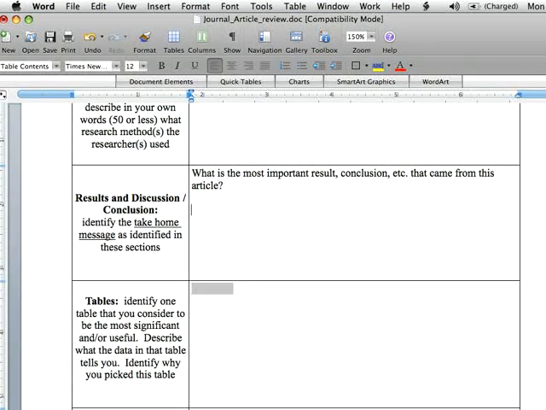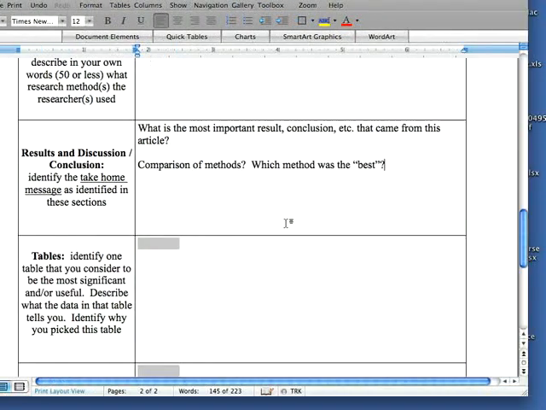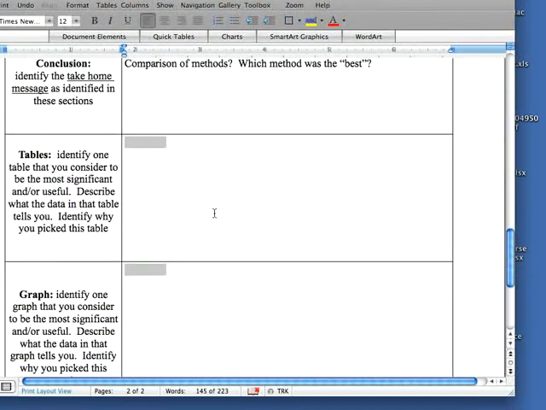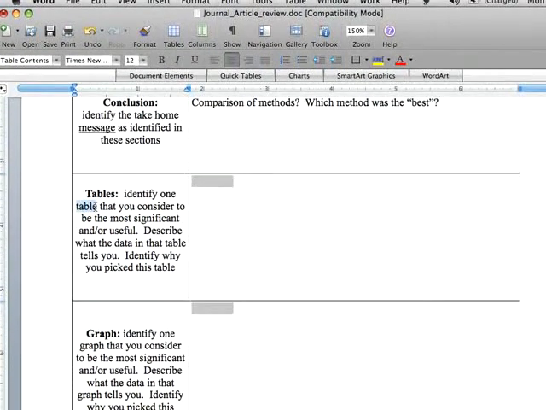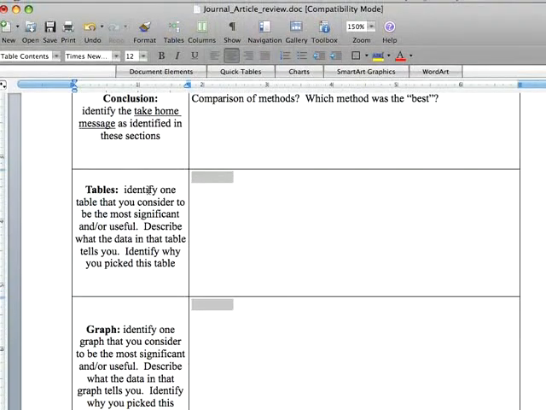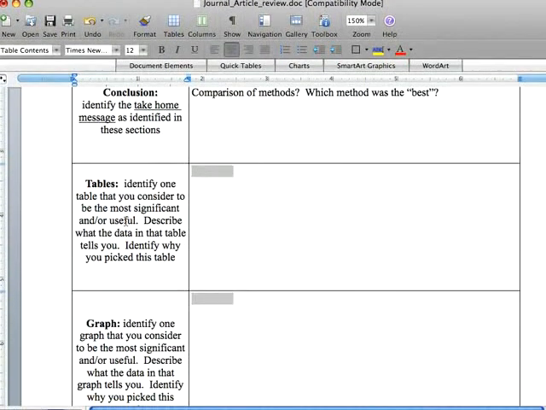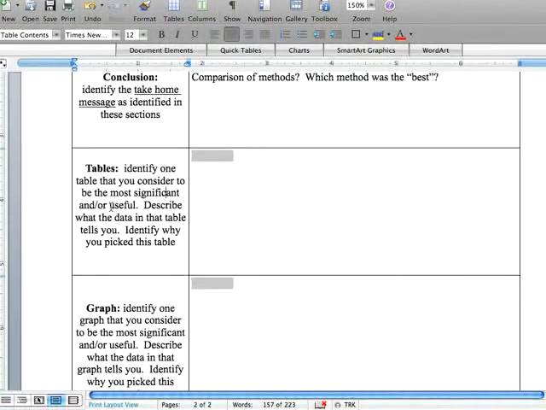Okay, and since this is a comparison of methods, you're probably going to answer the question of which method was the best. I'm also going to ask you to identify one table that you consider to be the most significant and/or the most useful. Now, table means a data table.